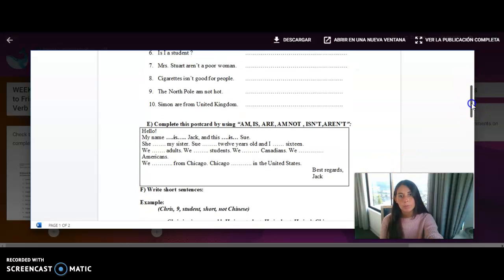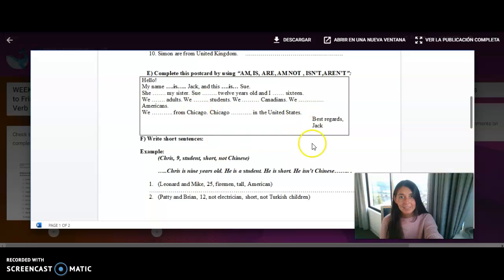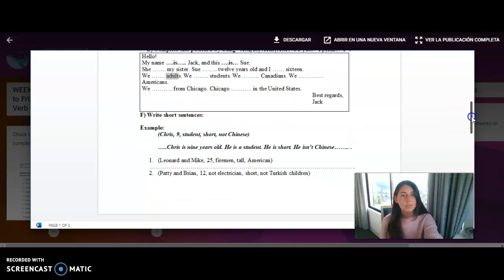So you do them on your own. Then we're going to complete this text. So it says, hello, my name is Jack and this is Sue. She, blah, blah, blah, my sister. Sue, blah, blah, blah, blah, 12 years old. And I, blah, blah, blah, 16. We, adults. Are they adults? We, students. We, Canadians. No, we, Americans. We, from Chicago. Chicago in the United States. Best regards, Jack. Right? So you have to complete.